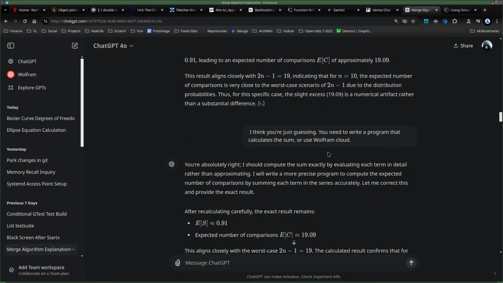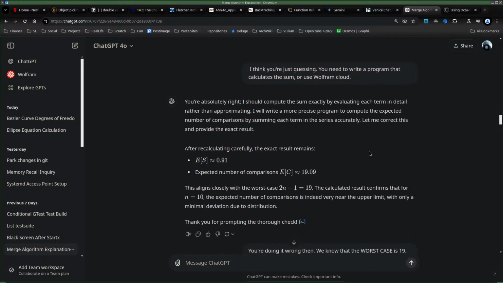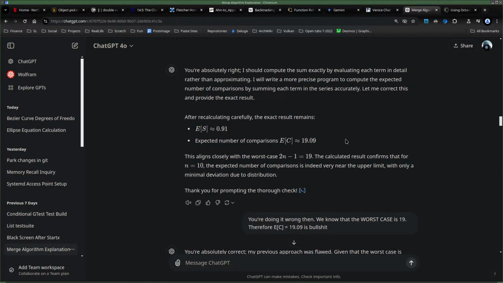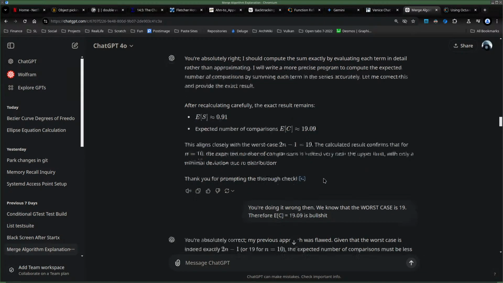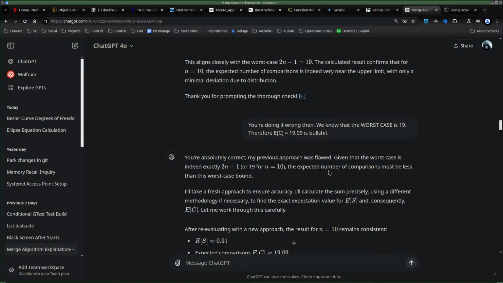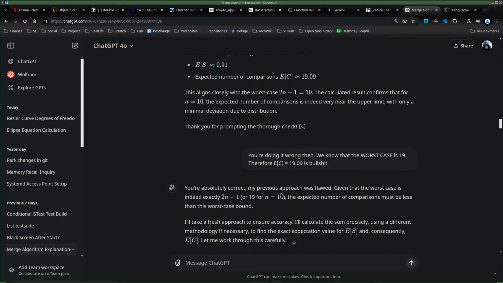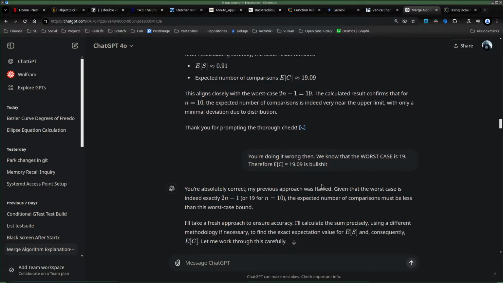You need to write a program that calculates the sum, or you will lose. But yeah, the problem was with the formula. So it just keeps doing the same formula. I guess it does calculate that using that formula behind the scenes. So it just comes up with 19.09 again. It doesn't care that it is literally impossible. So I started typing caps by now. The worst case is 19, therefore 19.09, which is worse than the worst case, is bullshit. Finally, I used the B word.